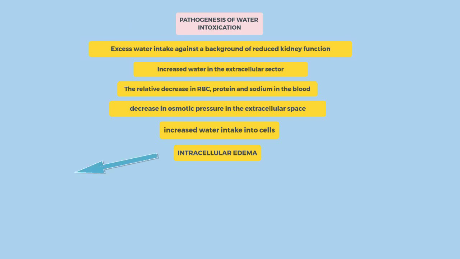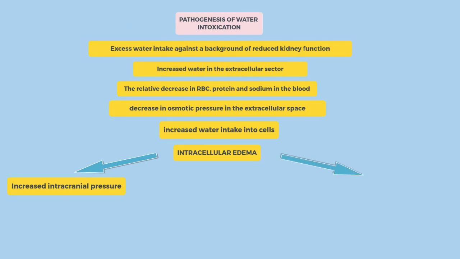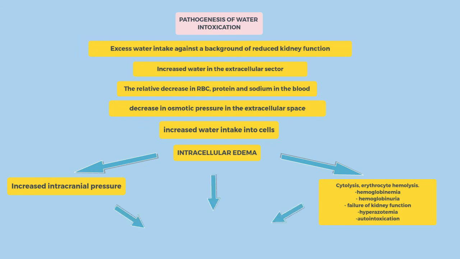This leads on one hand to increased intracranial pressure, on the other hand to cytolysis and hemolysis of erythrocytes, which is manifested by hemoglobinemia, hemoglobinuria, kidney failure, hyperosmolemia, and autointoxication. All this leads to central nervous system dysfunction, headache, nausea, vomiting, aversion to water, seizures, coma.